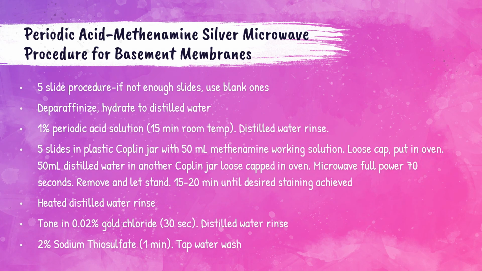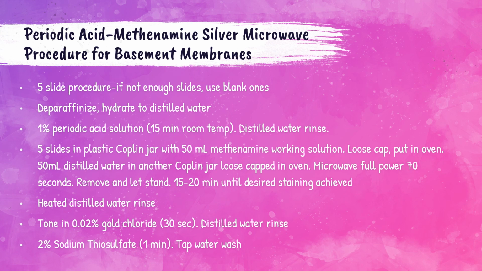For the periodic acid methenamine silver microwave technique, 5 slides must be stained. If there are not 5 slides of tissue, blank slides need to be used to ensure that 5 slides are all being stained together. The tissue needs to be deparaffinized and hydrated to distilled water. The section should be placed in 1% periodic acid solution for 15 minutes at room temperature, then rinsed in distilled water. 5 tissue slides should be placed in a plastic Copeland jar that contains 50 milliliters of the methenamine working solution. Its cap should be put on loosely.